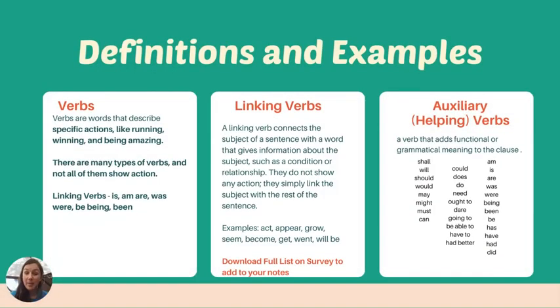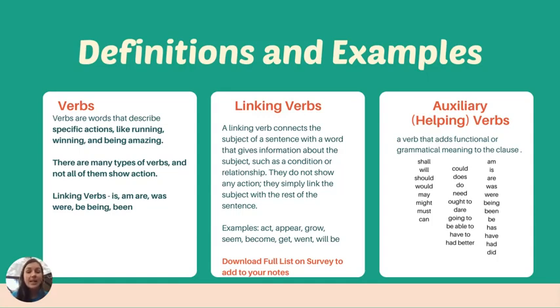All right, and remember, you can pause this video at any time. Definitions and examples. Verbs. Verbs are words that describe specific actions like running, winning, and being amazing. There are many types of verbs, and not all of them show action. So this whole slide is dedicated to the different types of verbs. We have linking verbs along with action verbs, and that's in the middle column here.